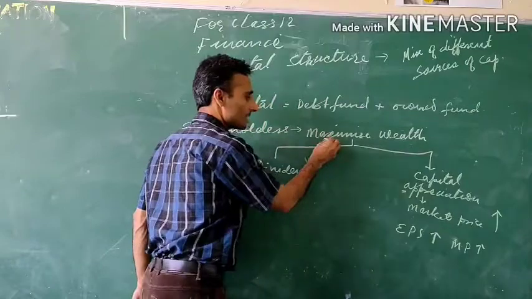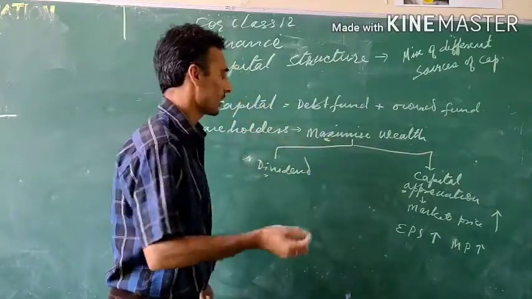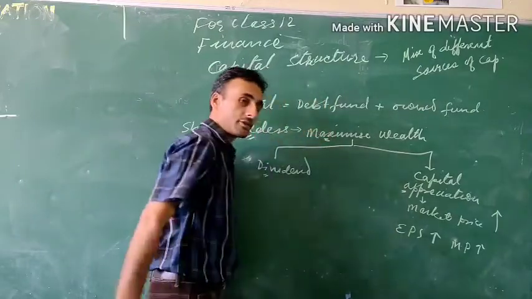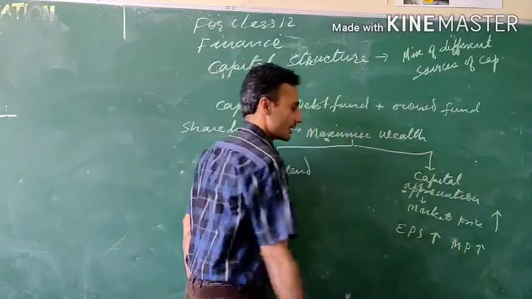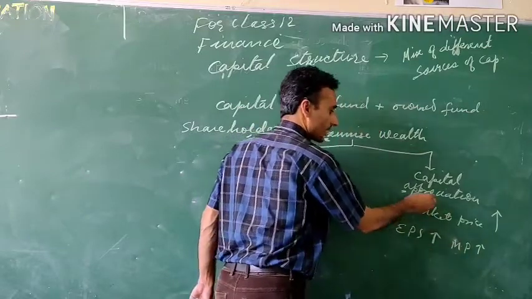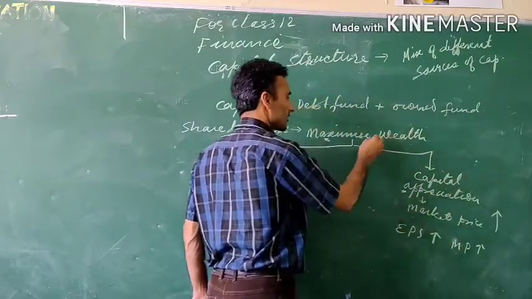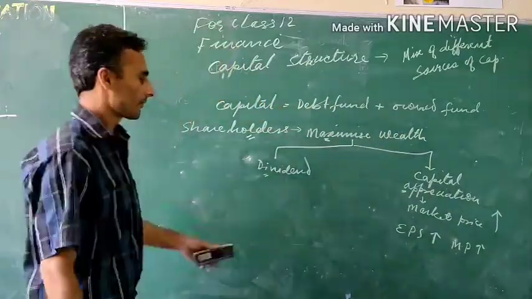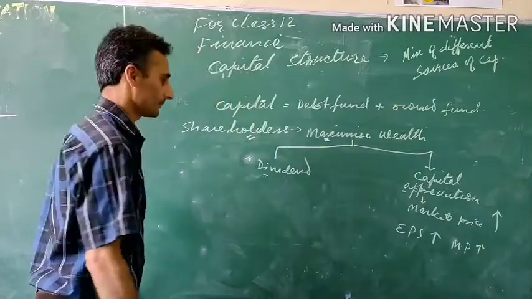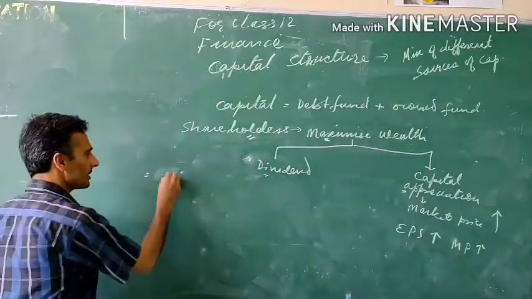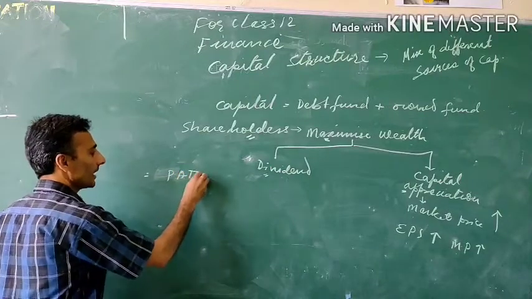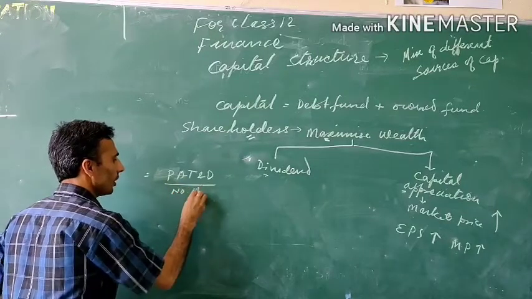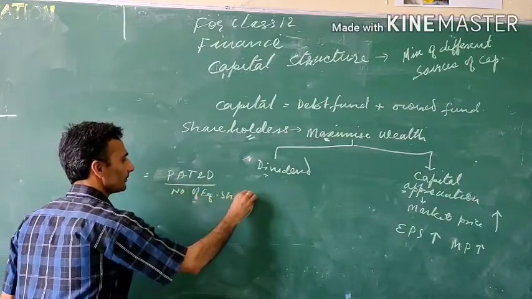So in order to maximize the wealth of the shareholders, earning per share should be increased so that the market price will increase. This increase in market price is the capital appreciation. Capital appreciation leads to the maximization of wealth. Okay. Now, what is earning per share? Earning per share is profit after tax and dividend divided by number of equity shares.